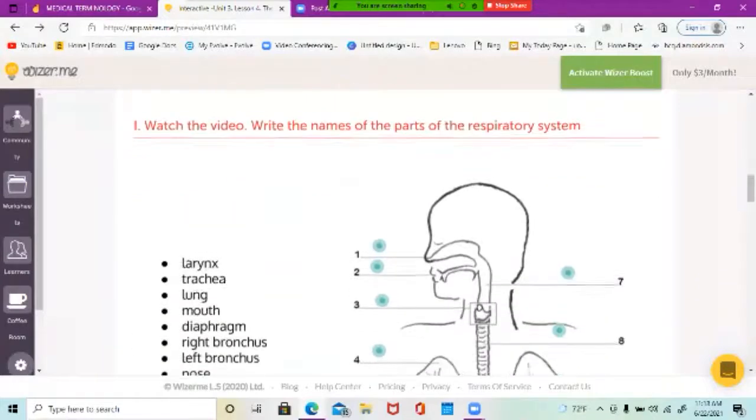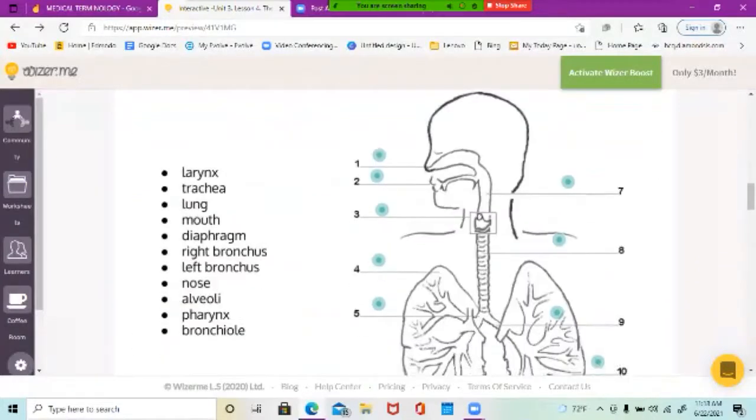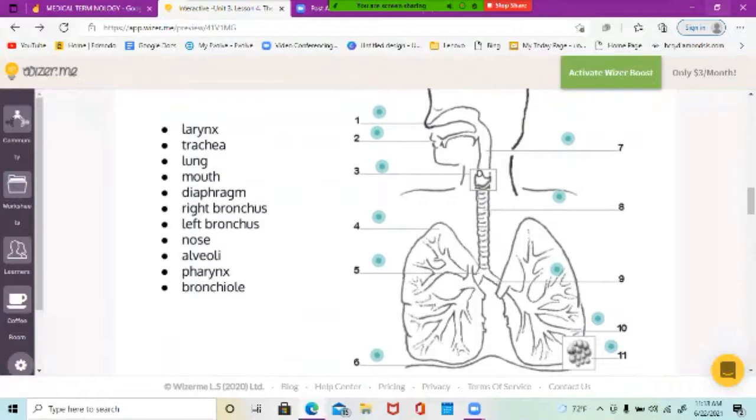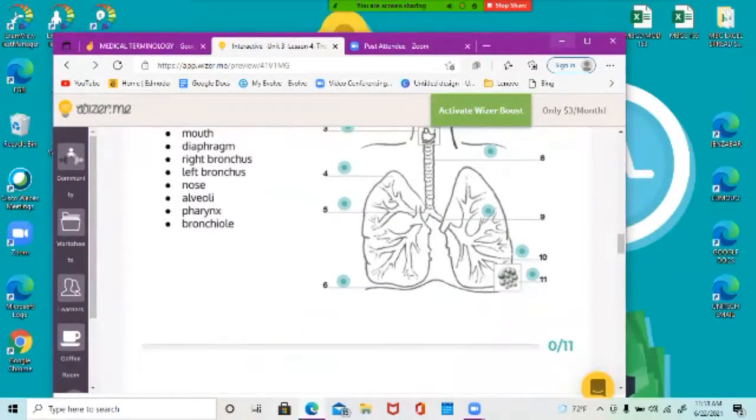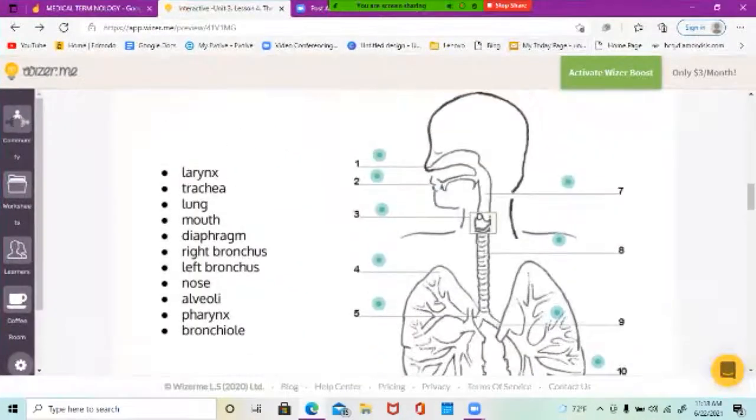Okay, so the next thing I want us to do is a quick little exercise here, where we are going to decide what number 1 is, what number 2 is, what part of the body. So could anybody give me number 1?